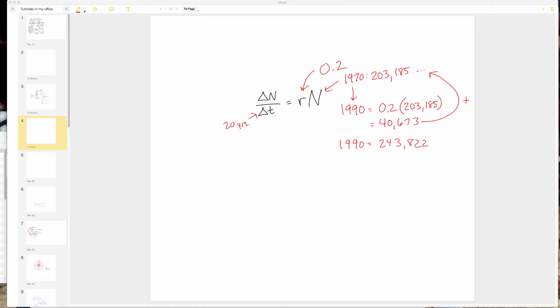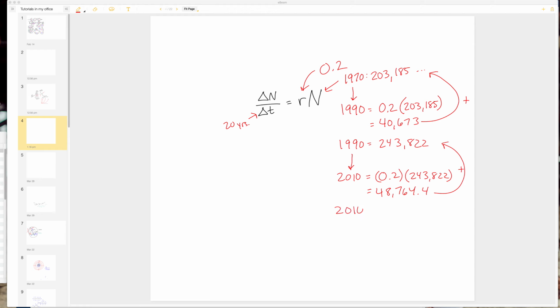Okay, and then we're going to do it again. So if we want to go down, now we want to go to 2010, because that's what our prediction we're looking for. Okay, so R times N again, so 0.2, and this is our new N, so 243,822, and that equals 48,764.4. And I'm going to hold that 0.4 because remember there were actually 3 zeros on the end, so that's actually 400 people, right? Not half a person.